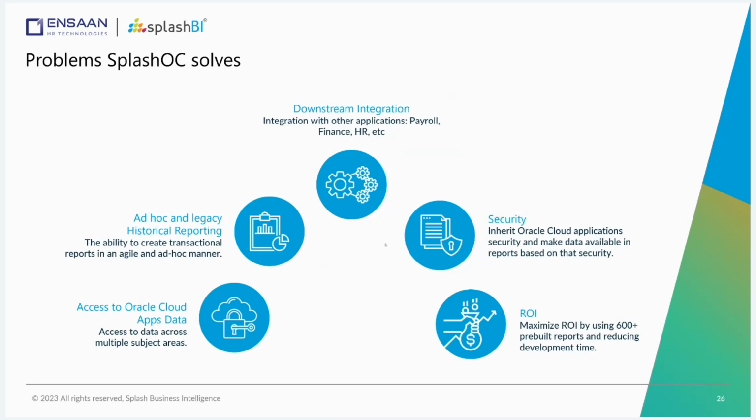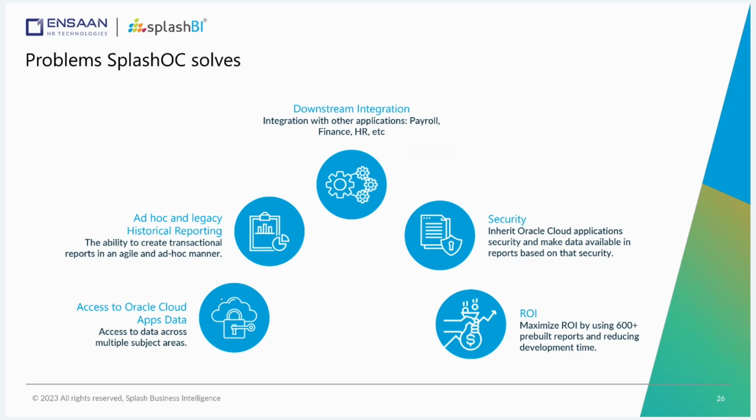What are the problems that Splash OC solves? All those problems that we've been talking about through the presentation. It gives you access to all of your Oracle Cloud Apps data, including multiple subject areas. So if you want to do a quick ad hoc analysis from your HR to payroll to finance data, you can, and you are able to do that quickly. You can do your ad hoc analysis as well as legacy historical reporting. So you can create a single report.